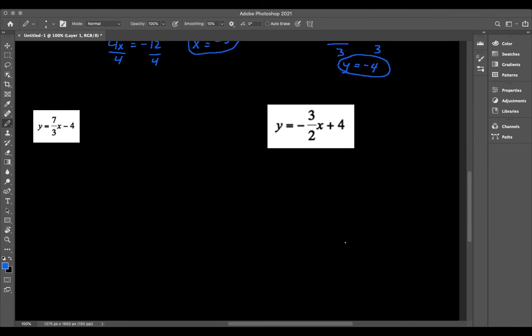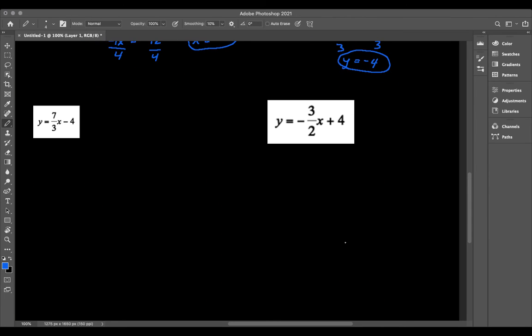Now, the ones that people are having issues with on the homework problems are these kind in slope-intercept form. So how do we find the x-intercept with this one? Okay, so let's start with that one. So let's find the x-intercept first. Okay, so what do we have to do? We have to plug in 0 for y. Okay, let's do that.